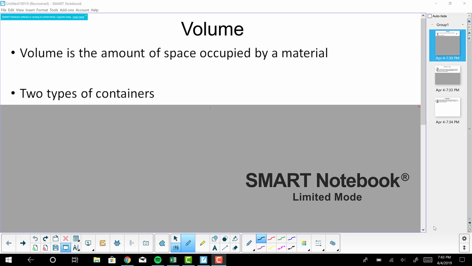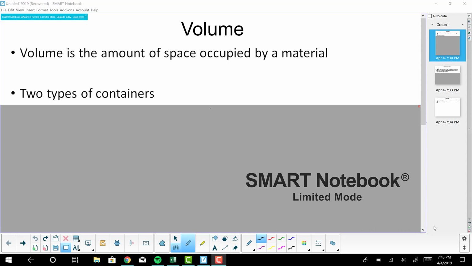Volume is a topic that maybe you're already somewhat familiar with from your math classes, right? Volume is length times width times height. But in chemistry, we are going to define volume as the amount of space occupied by a material. In particular, the amount of space occupied by a gas, right? Because we're talking about gases. So the volume is the amount of space occupied by a gas.